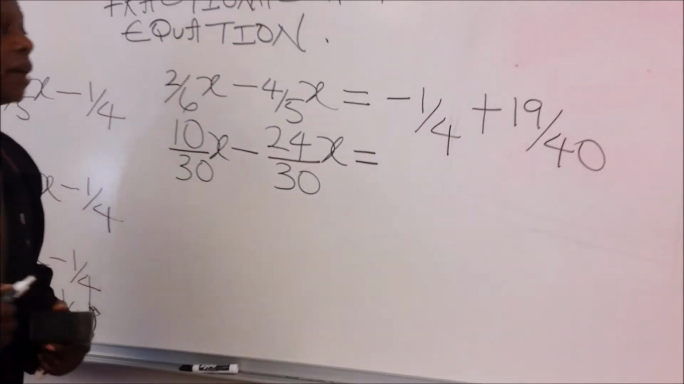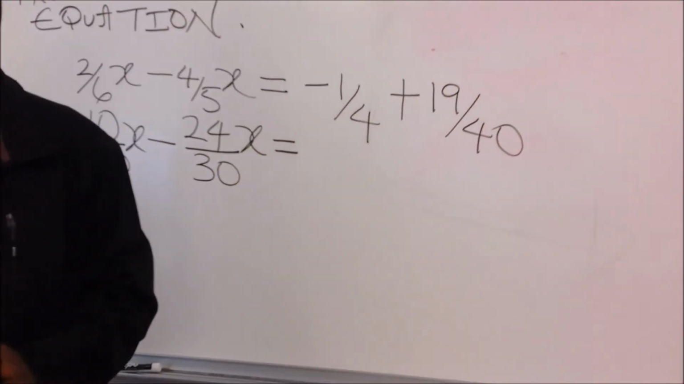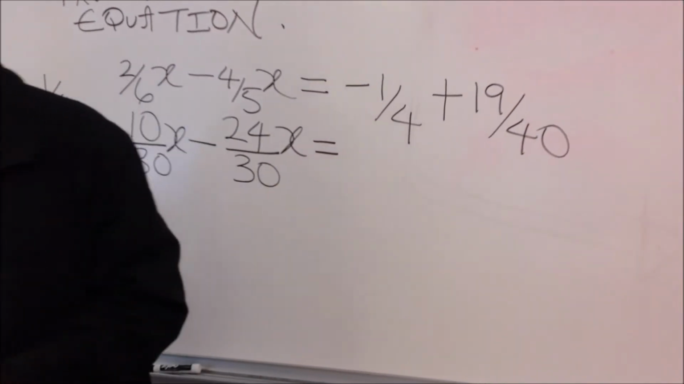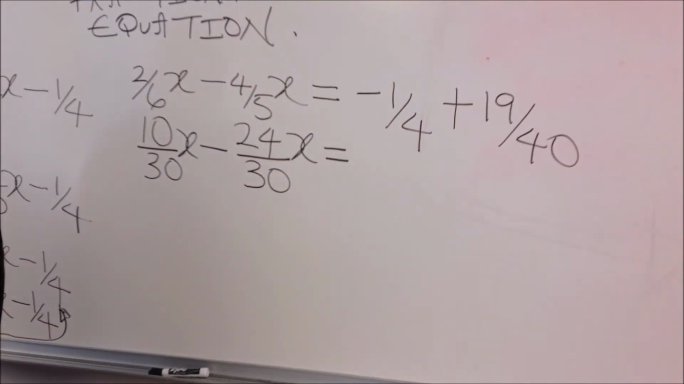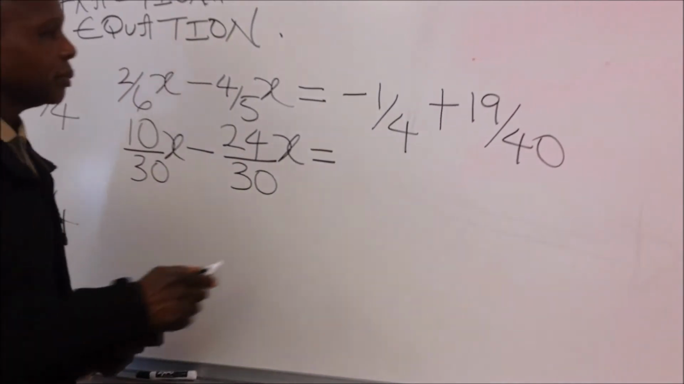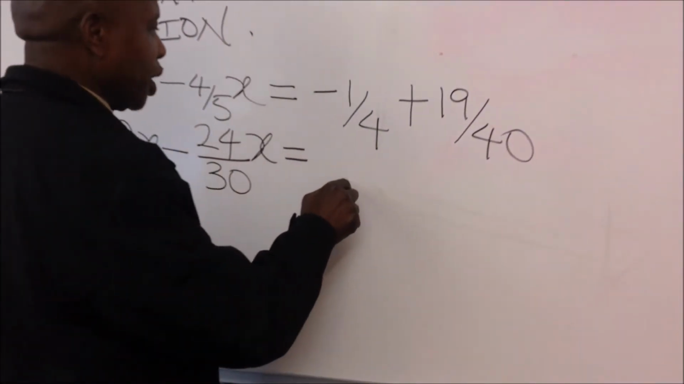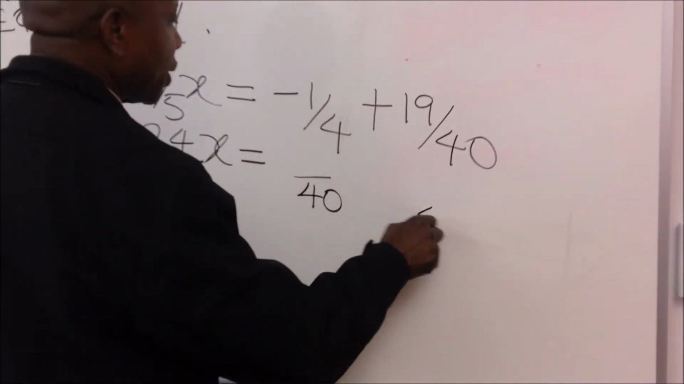What is the common denominator between 4 and 40? 40. You are 100% right. Thank you so much. So we put 40 down and put 40 here.